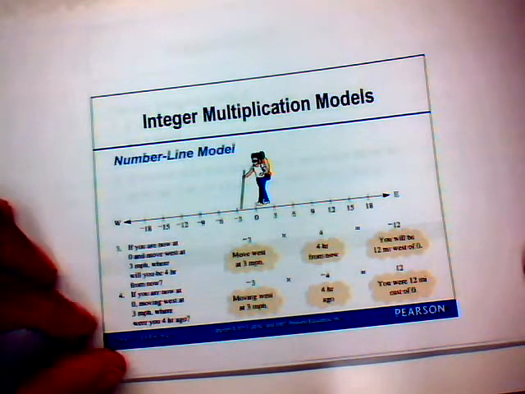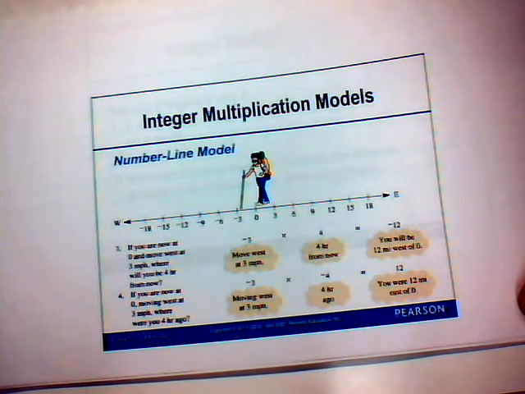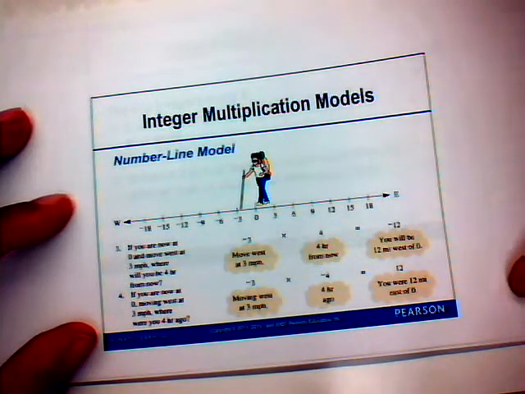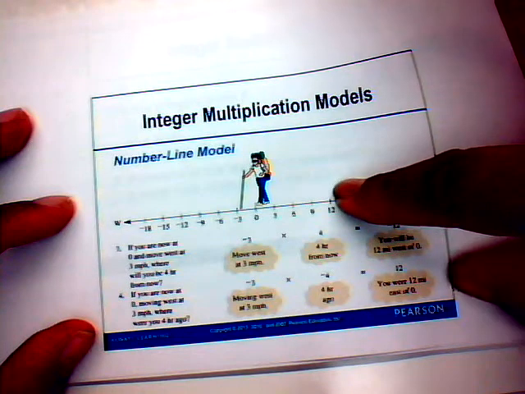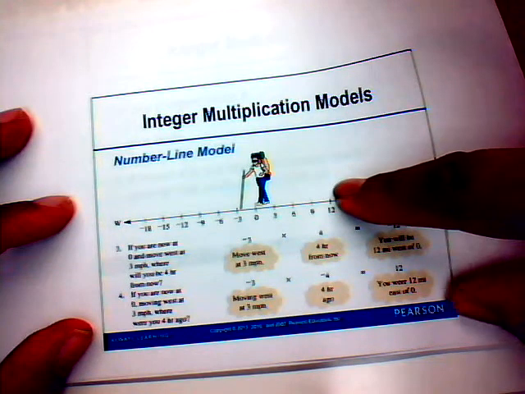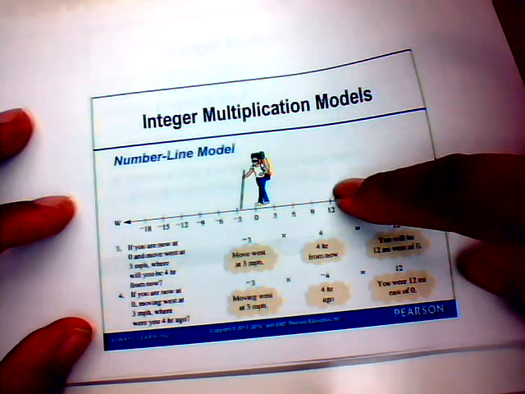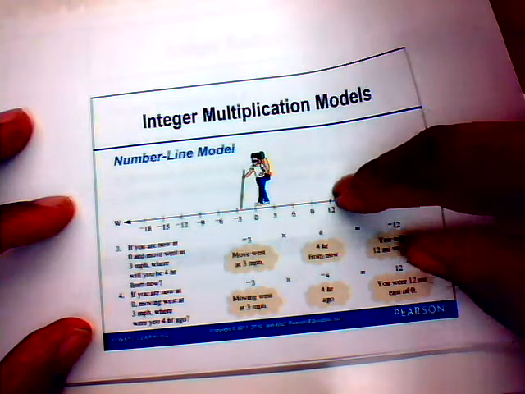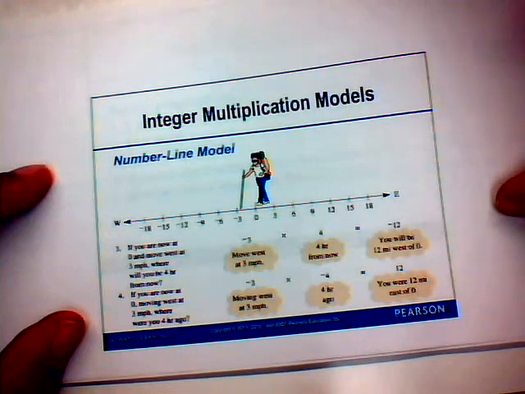And then this fourth case, moving west at 3 miles per hour, where were you 4 hours ago? You'll end up being a positive 12, because that represents negative 3 times negative 4, which will be positive 12.